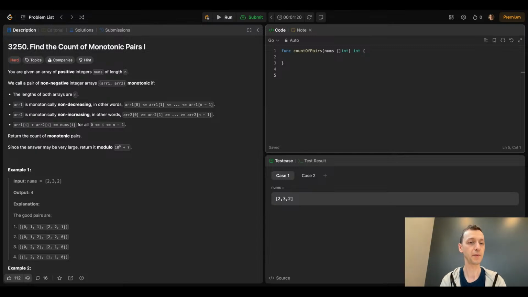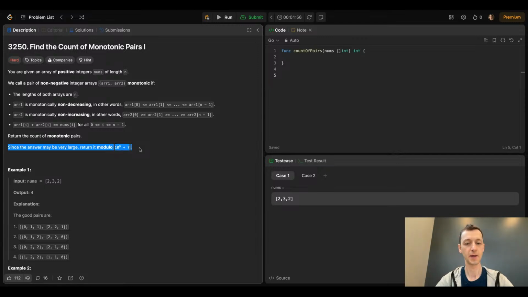Since the answer may be very large, return it modulo. Okay, that sounds scary. I don't understand what that is. Return it modulo. Modulus. Oh yeah, it is scary. My fear is justified. Two numbers are congruent modulo a given number if they... Modulo.